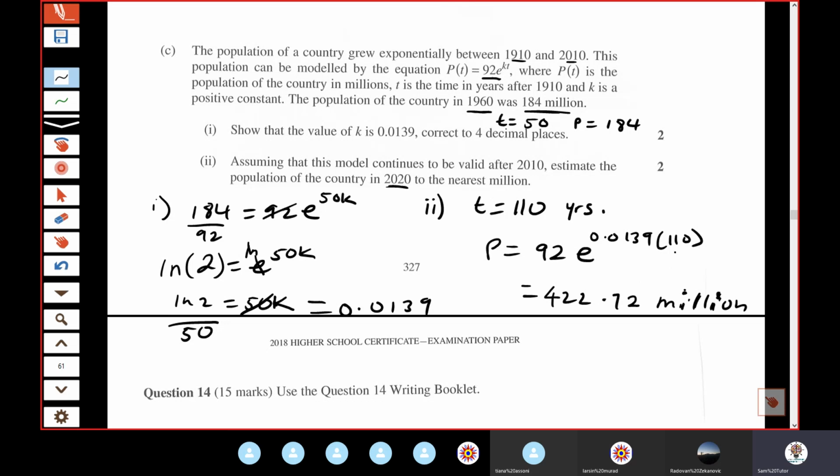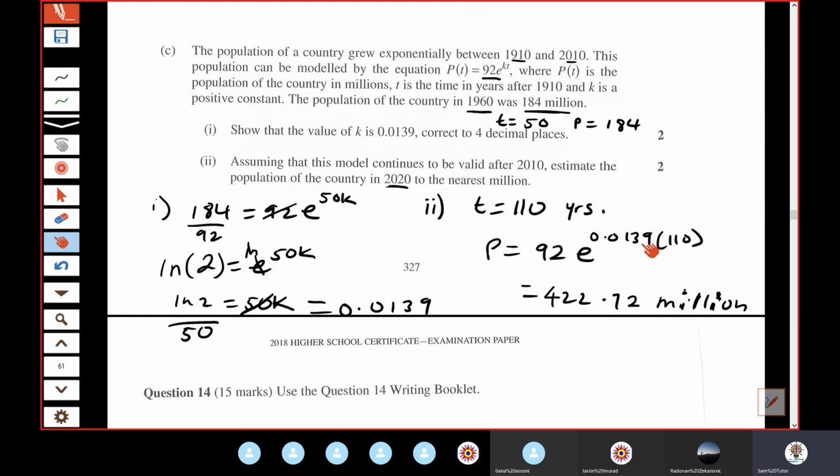Now, if you use the rounded answer, 0.0139, you would not have got this answer. You would have got 424. But we always use our non-rounded answer, which is this one here.